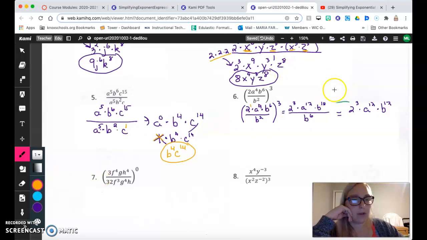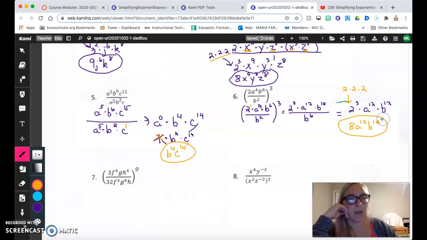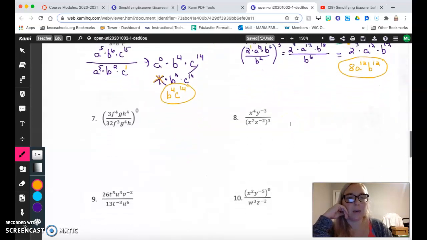Remember, if you have a number that's being raised up to an exponent, you actually have to evaluate that out. 2 to the 3rd means 2 times 2 times 2. 2 times 2 is 4. 4 times 2 is 8. So that would be an 8 as our coefficient. The other 2 variables just get squished beside it: a to the 12th, b to the 12th. There's your simplified expression.